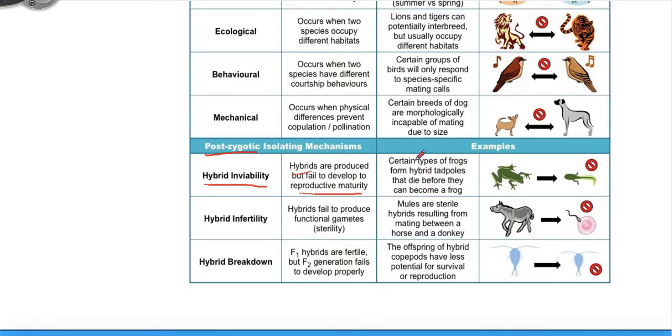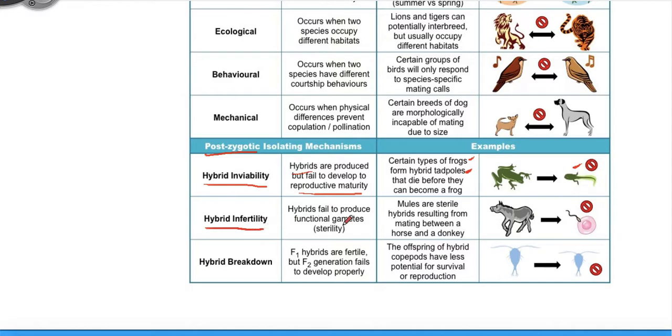So here we see certain types of frogs from two different species might be able to reproduce, but the hybrid tadpoles die before they can become mature frogs because they're just not viable. So they don't reach reproductive maturity.